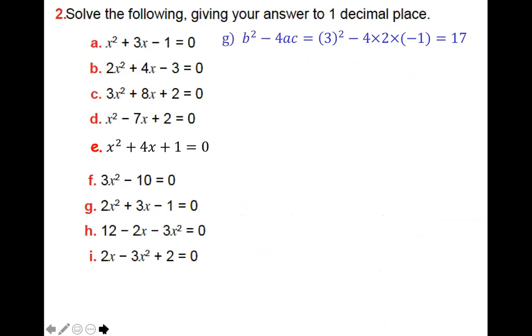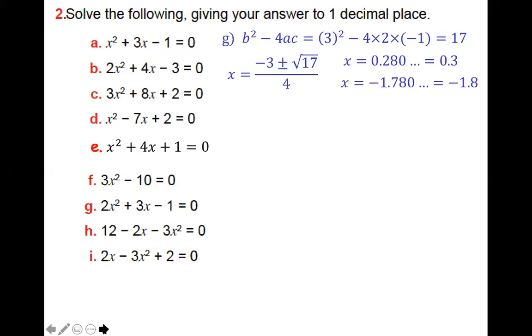So for G, same thing, b squared minus 4ac. G is a classic one again, plus and minus root 17. You just give your answer to 1 decimal place. But look at H. I'm telling you straight away, when I did H, I made a mistake straight away.